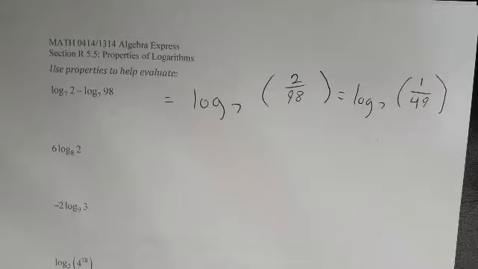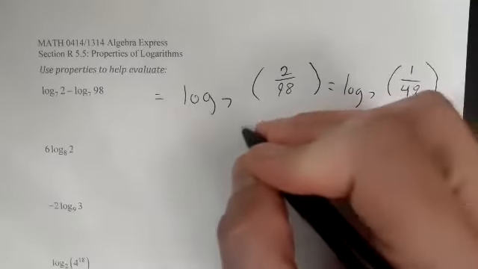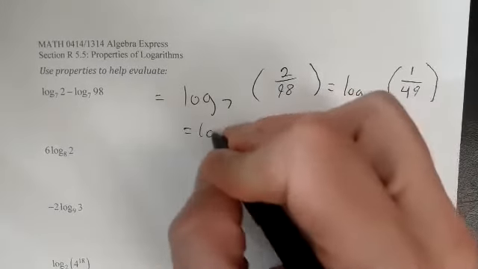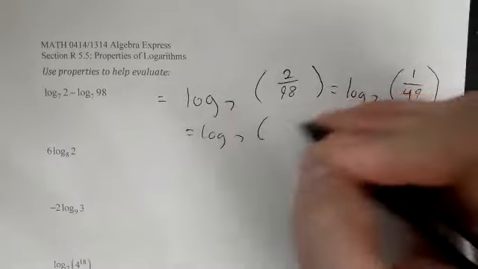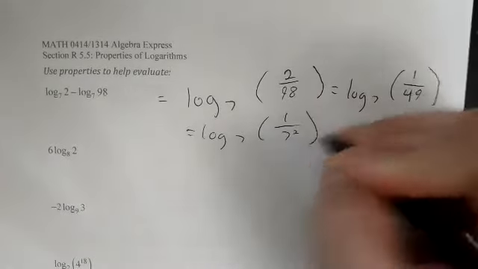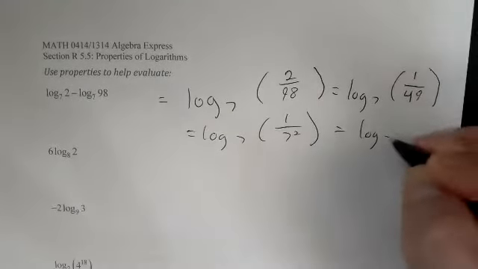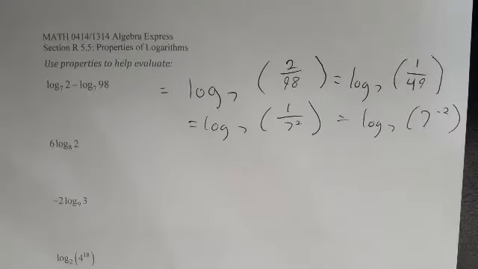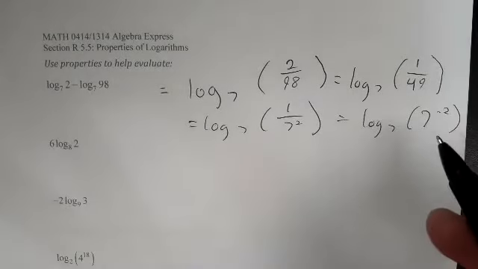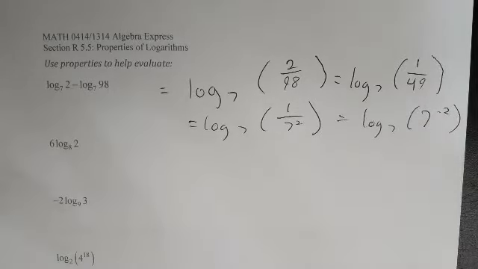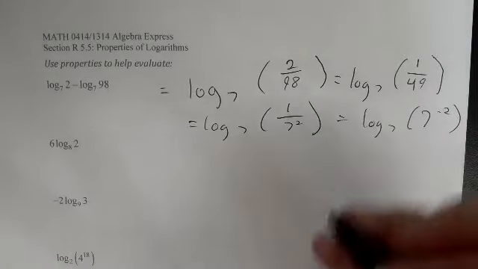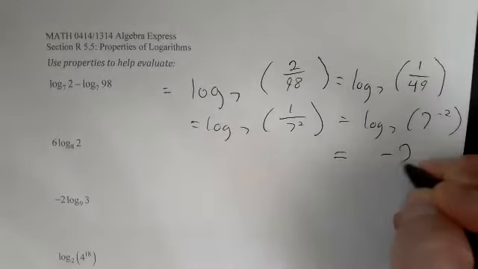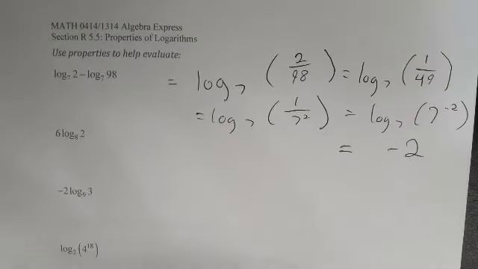This is like we have a log base 7 of 1 over 49. We want to think about these as being powers of 7. So what that is telling me is that this is a log of 7 to the negative 2 power. 1 over 7 squared is 7 to the negative 2 power, so the answer is minus 2.